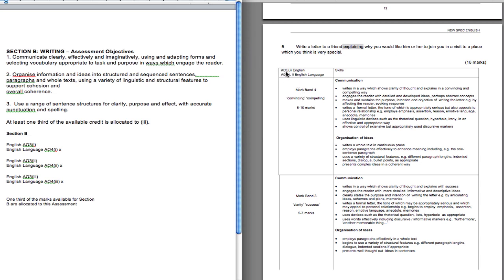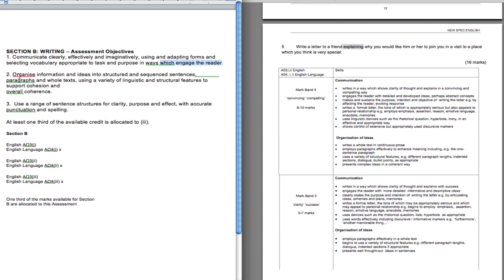So here we're looking at AO3 1 and 2 from English, and AO3 1 and 2 from English language. So if we look at AO3 1 and AO3 2, it's communicate clearly and effectively, imaginatively, and adapt forms and select appropriate vocabulary. So you want to be clear and concise in everything you put across. There has to be a lot of imagination in there, so you don't want to be boring. You want to use the right words that are fitting to your actual task, and you want to be able to engage the reader.